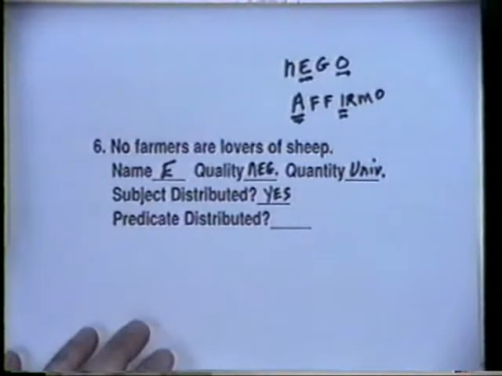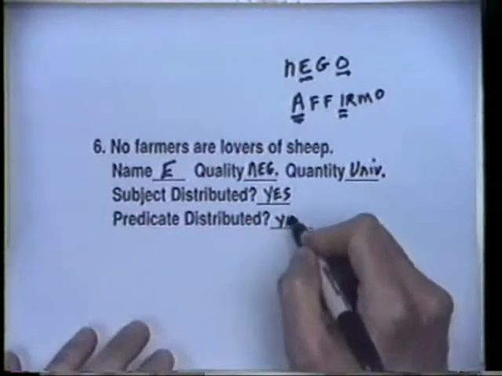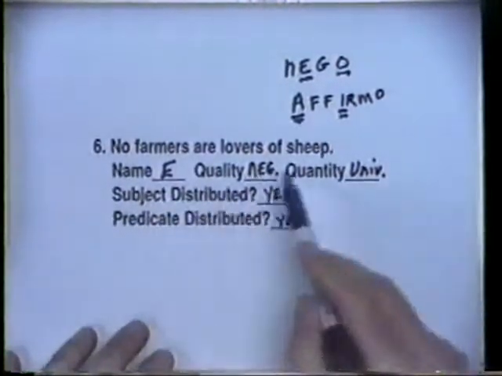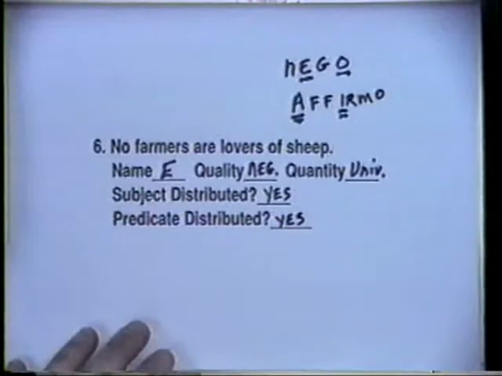What about the predicate term? In this case, the predicate term also is distributed because if no farmers are lovers of sheep, then we know that the entire class of lovers of sheep is distinct from the class of farmers. So we have a sentence which tells us something about the entire class of farmers, the subject term, something also about the entire class of lovers of sheep, and therefore both terms, subject and predicate, are distributed.